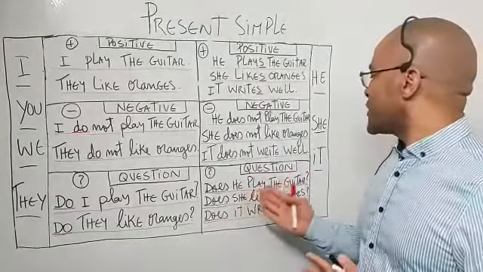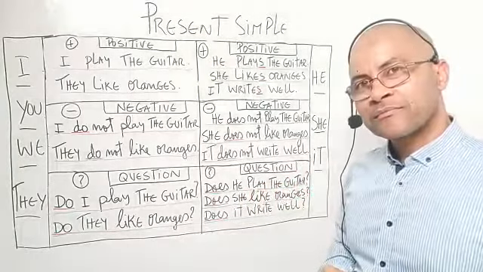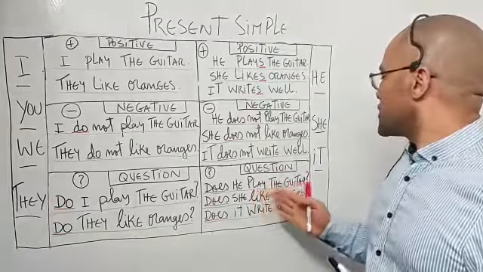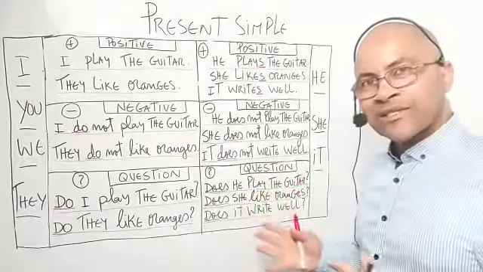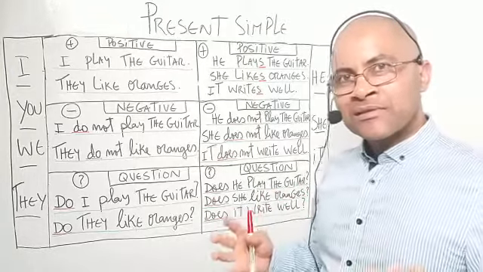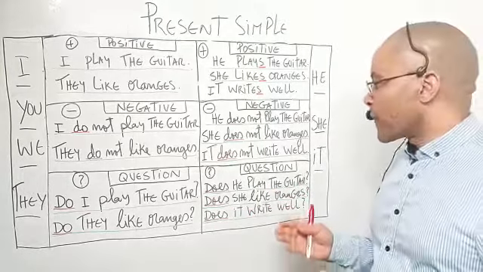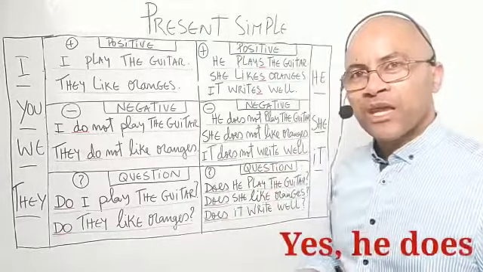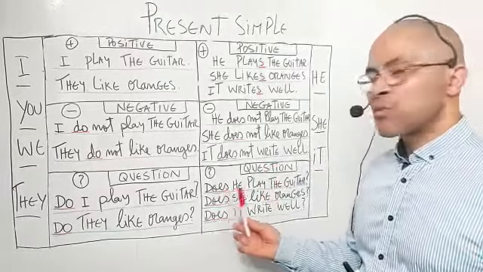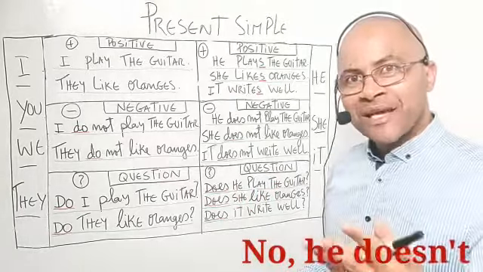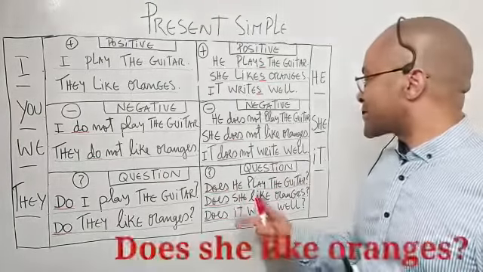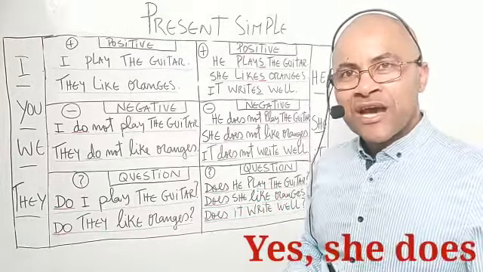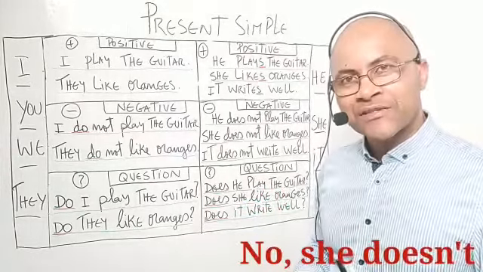Examples. Does he play the guitar? Example. Does she like oranges? These questions can be answered. For example, does he play the guitar? Yes, he does. Or no, he doesn't. Does she like oranges? Yes, she does. Or no, she doesn't.